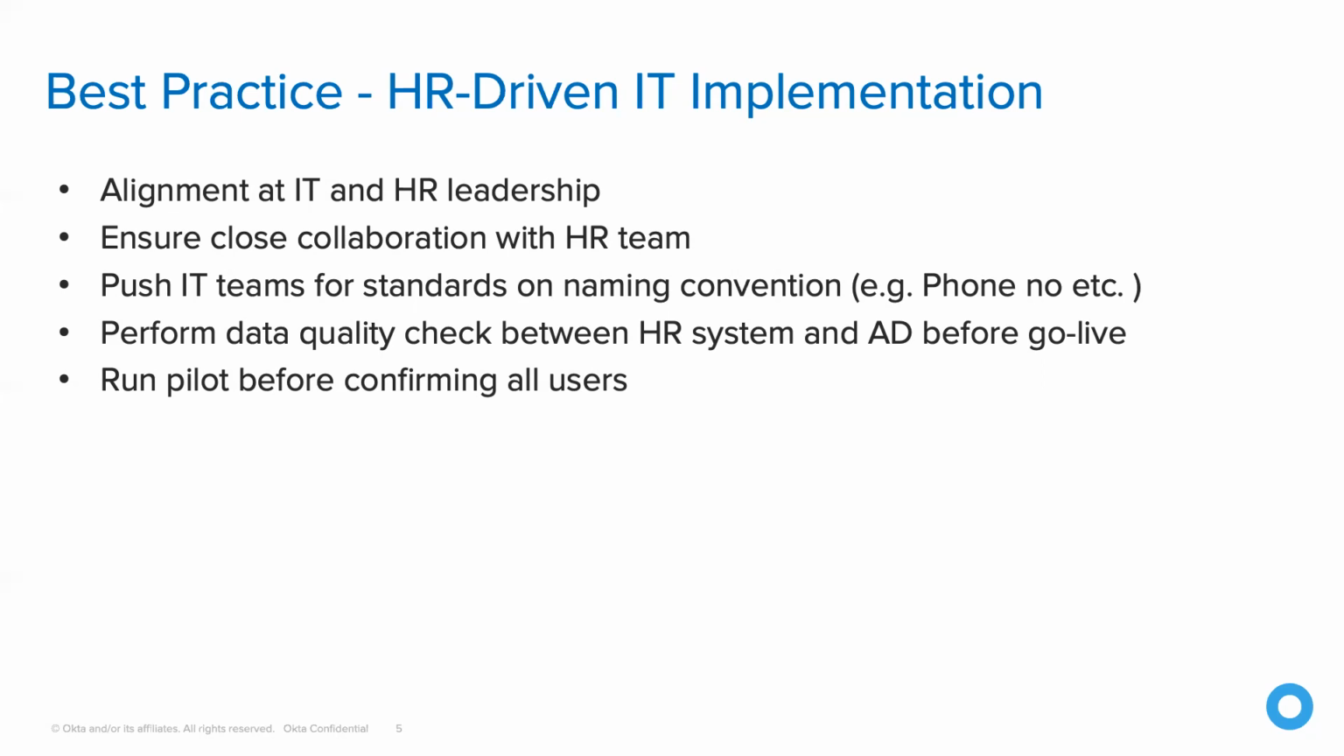Before you go live, be sure to perform a quality data check between HR systems and Active Directory. Finally, when running a pilot, you run a pilot to confirm all of your users and proper formatting and new naming conventions have all taken place. Now, we know a pilot is a small go live. You pick a certain subset of users and perform a go live on them. This allows you to test for full confirmation and really truly sets you up for success.